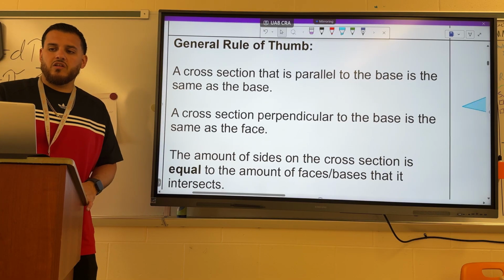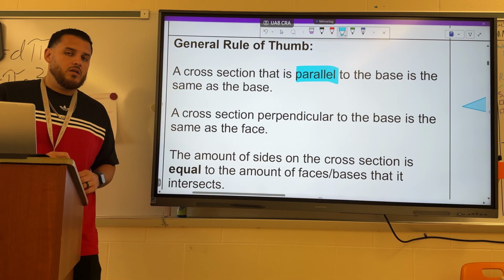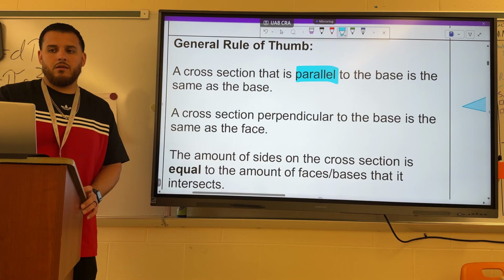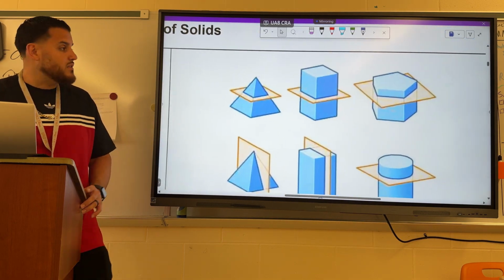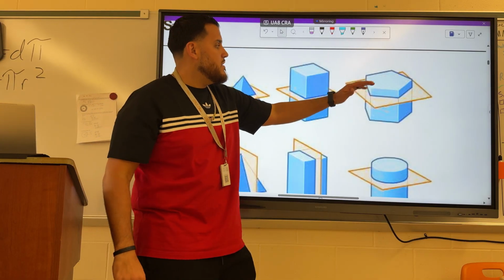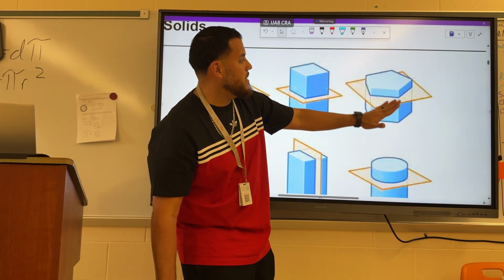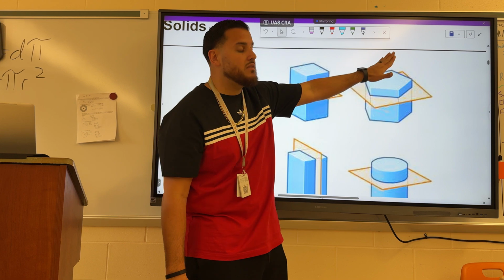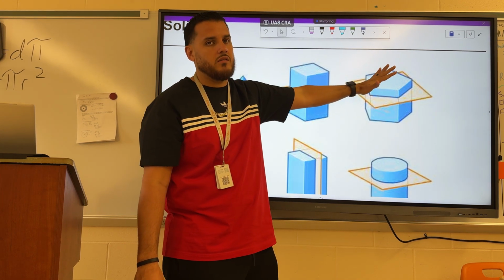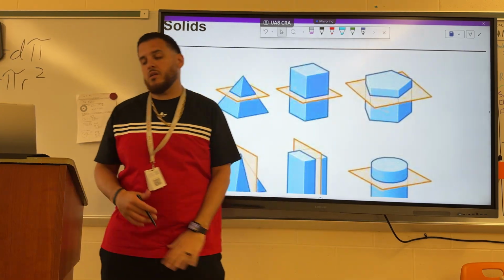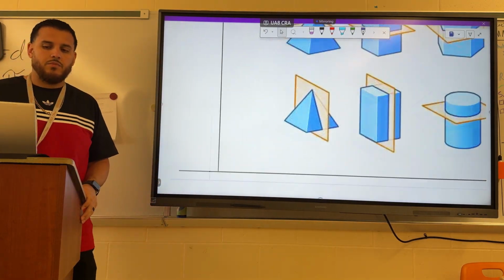Any cross section that is parallel to a base is typically the same shape as the base. For example, we look at this, we have a pentagonal prism. This cross section is horizontal or parallel to the pentagon. Therefore, the cross section would be the same shape as the base, the pentagon. It would be a cross section of a pentagon in that example.